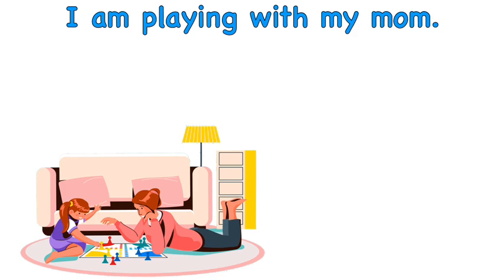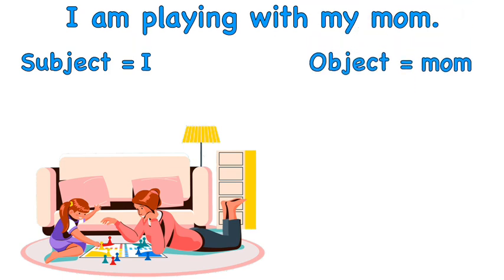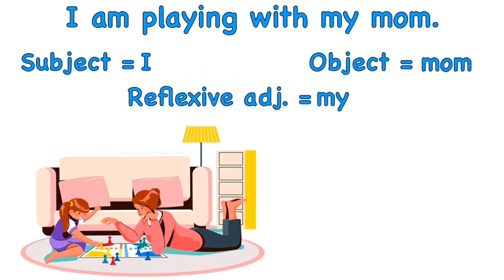I am playing with my mom. What's the subject? I. The object? Mom. What's the reflexive adjective? My. Do you see how the reflexive adjective and the subject are the same person? My and I are the same person. That's what reflexive means. And the reflexive adjective is my. Why is it an adjective? Because my modifies mom. My what? My mom. My is an adjective, a reflexive adjective that modifies mom.